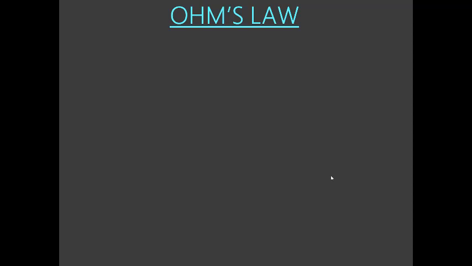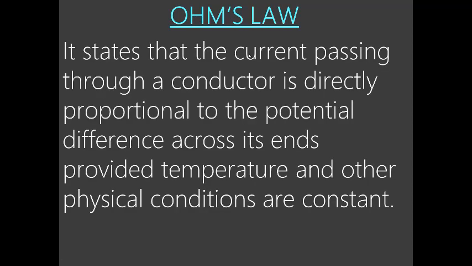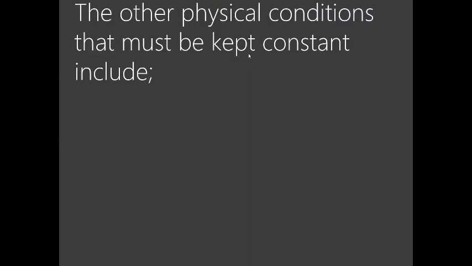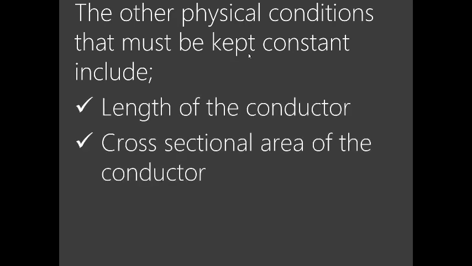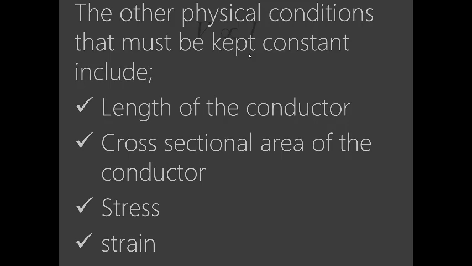This is Ohm's law. Ohm is a person, so this is the law that he stipulated. Ohm's law states that the current passing through a conductor is directly proportional to the potential difference across its ends, provided temperature and other physical conditions are constant. The conditions that have to be kept constant apart from temperature include length of the conductor, cross-section area of the conductor, stress and strain. They have to be constant.